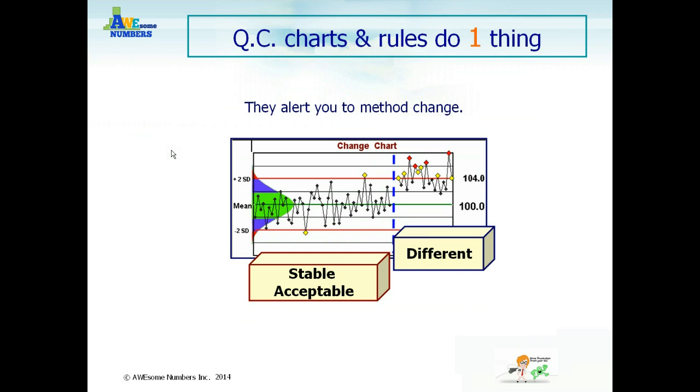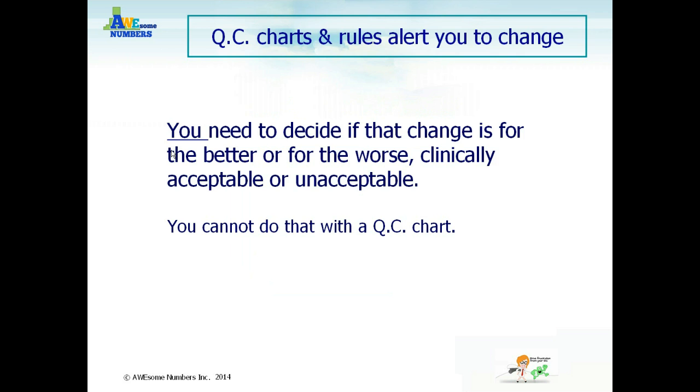Remember, QC charts and rules do only one thing. They tell you that where you are now is different from where you were before. You need to decide if that change is for the better, for the worse, clinically acceptable, or clinically unacceptable. You cannot do that with only a QC chart.